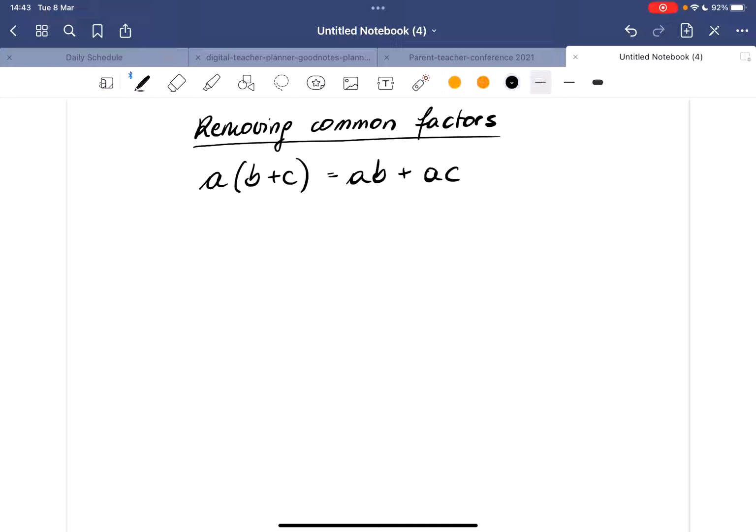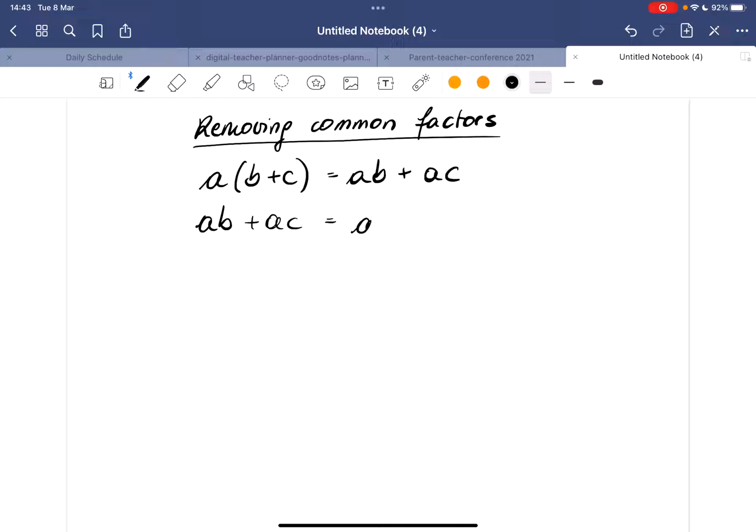So if you're given AB plus AC, and this is called factorizing, how can you write this as a product of two terms? And for this, you need to look at what these two terms have in common. This term and this term, what do they have in common? I hope you can see that they have this A here in common. So this A is going to go in front of our bracket.